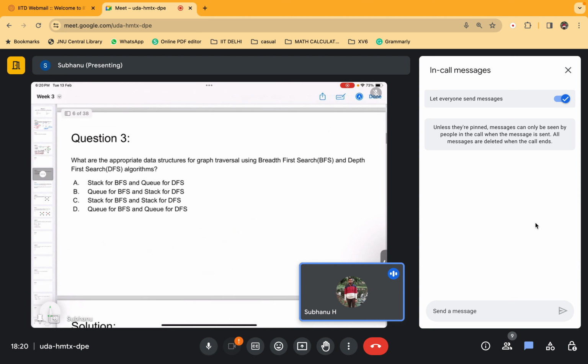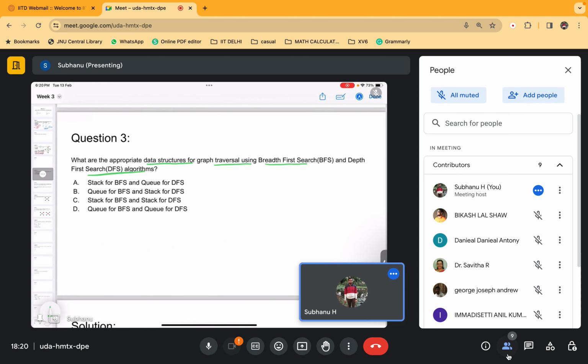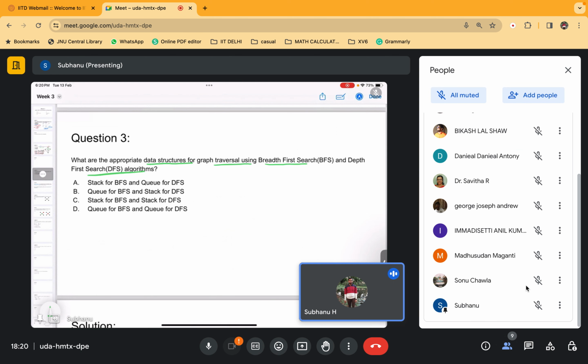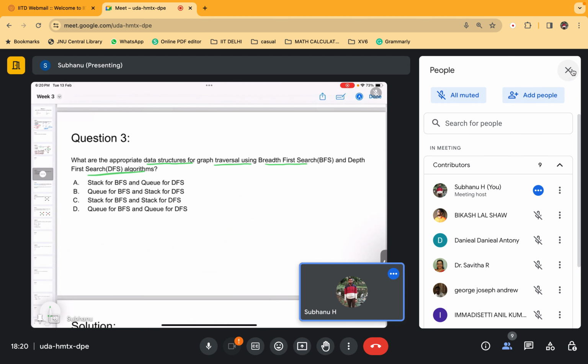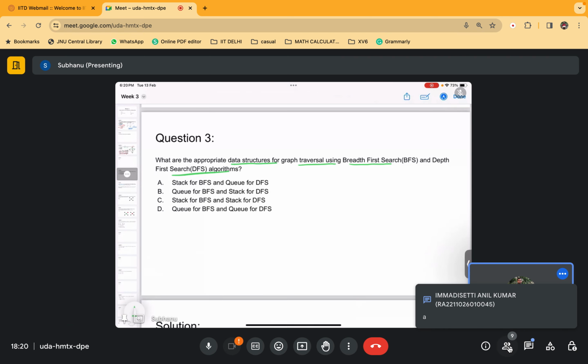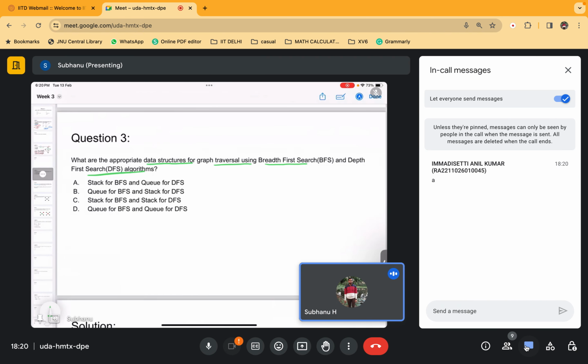So this is question 3: what should be the appropriate data structure for graph traversal using BFS and DFS? Please try to type your answer in the chat box. This is a very easy question. Yeah, Anil Kumar is saying that option A is correct, that stack for BFS and queue for DFS. Okay.